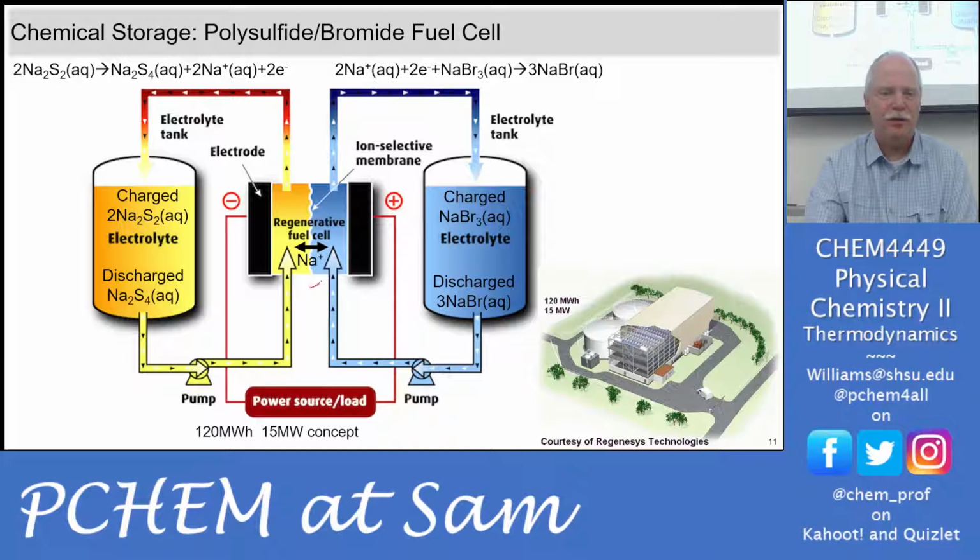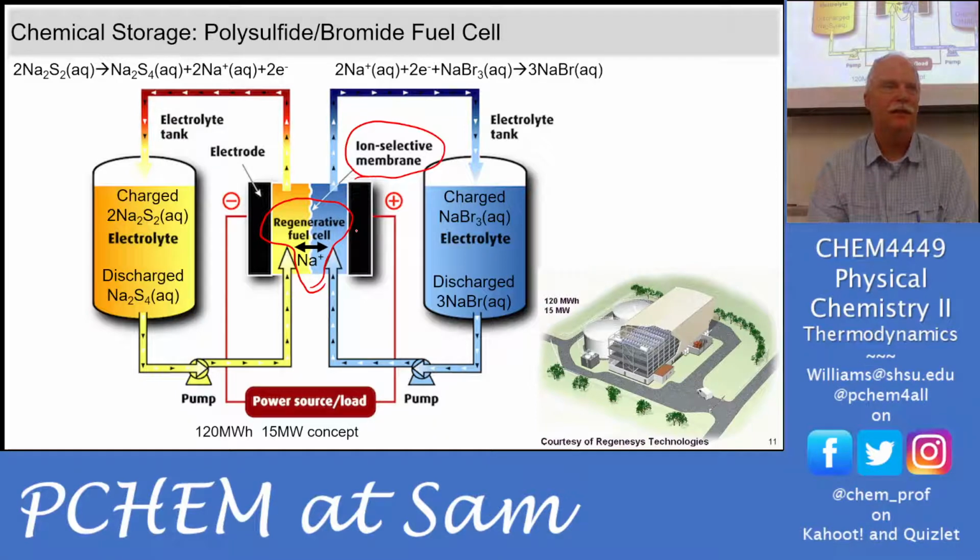And so this right here is the current limiting step, this ion selective membrane. However many amps you want out of this system is how fast you can get sodium to go across that barrier. Electricity is not our limiting factor. We can push electrons incredibly fast. It's how fast can we conduct ions.